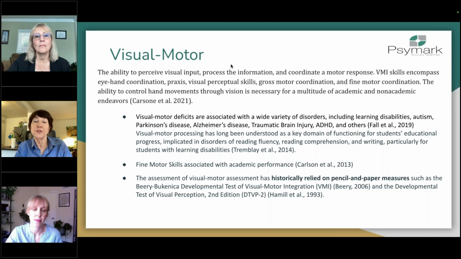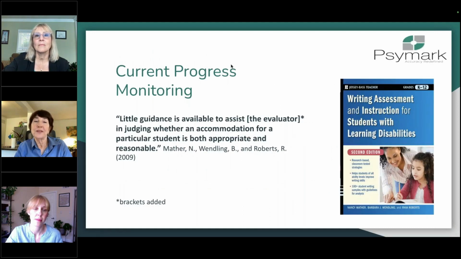And visual motor assessment has historically been used with paper pencil, and tools such as the VMI or the DTVP2 and others. So current progress monitoring is really using paper pencil. And we used this quote from Nancy Mather in her book from 2009, that there's very little guidance, as you know, as OTs in the field, to assist the evaluator in judging whether an accommodation for a particular student is appropriate and reasonable.